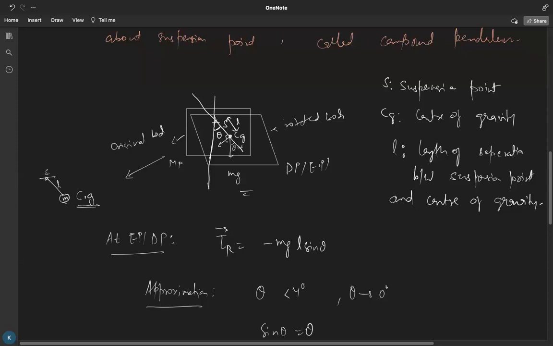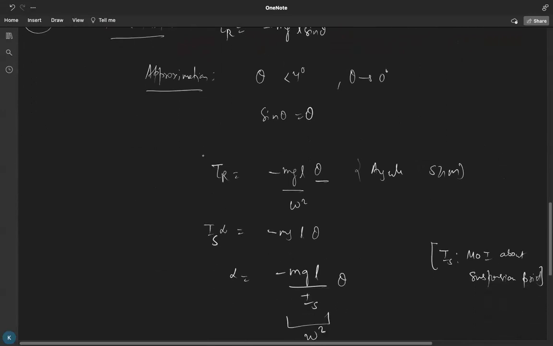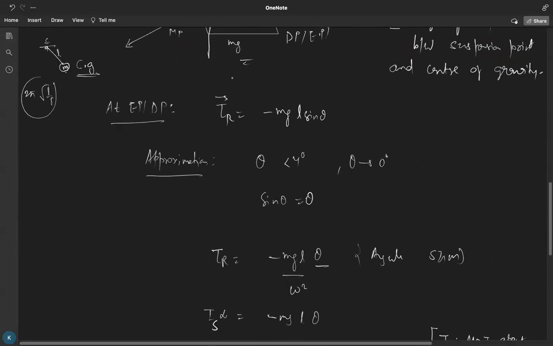And I am defining a length L, which is the distance between the suspension point and the center of gravity, where we can assume the whole mass of the system or the whole mass of the rigid body, right? So now this system has turned into a simple pendulum, which has time period 2 pi root under L by g, right? Or we have to write the equations. So the same thing I'm doing here. I'm just writing the equations at the displaced position or the extreme position.